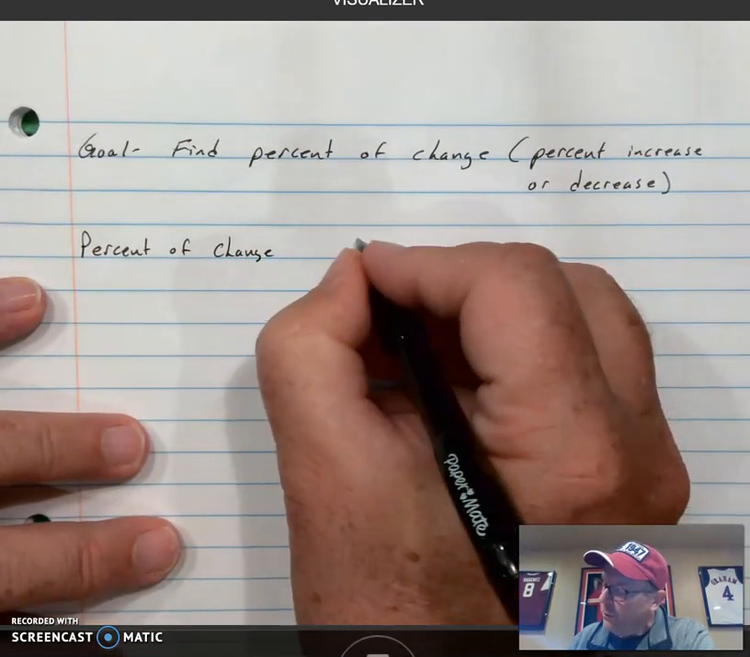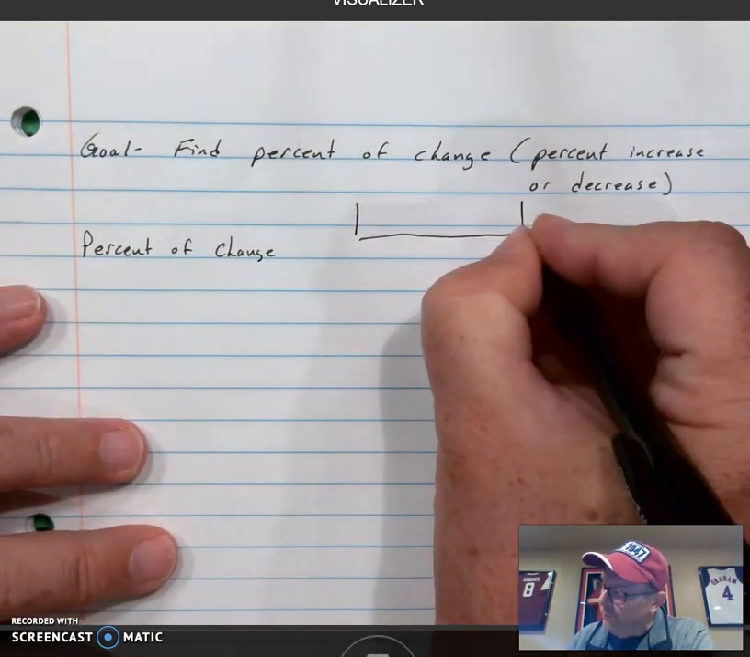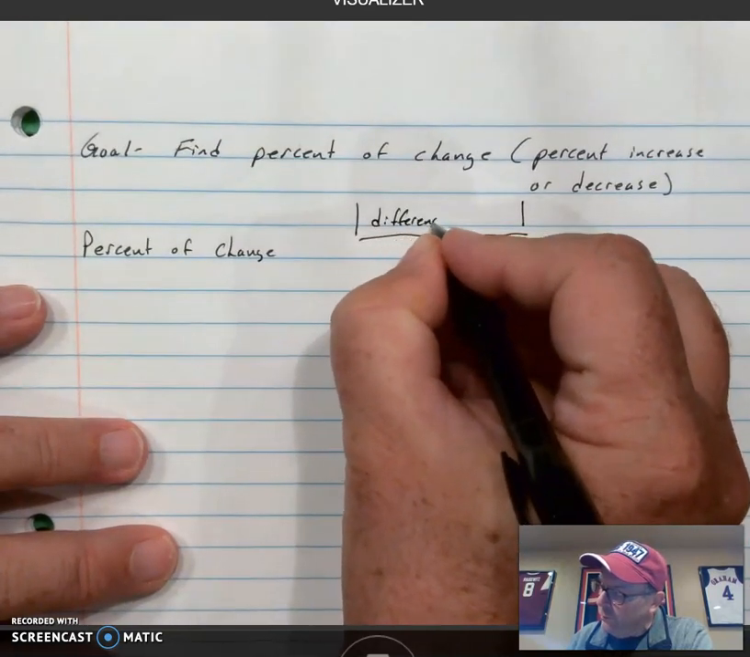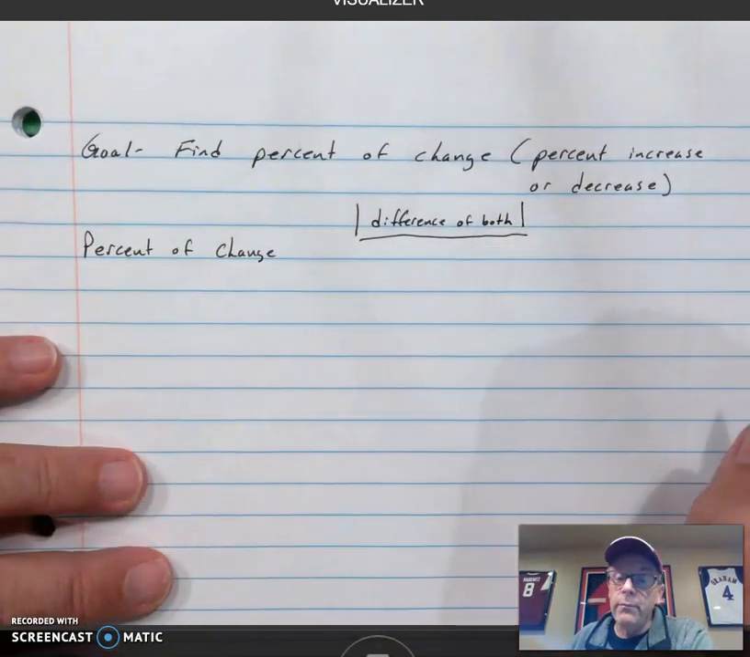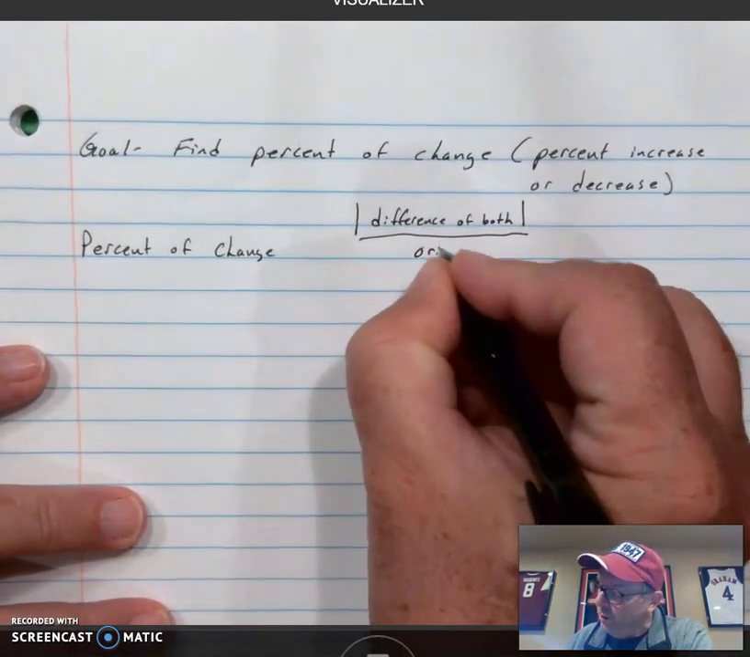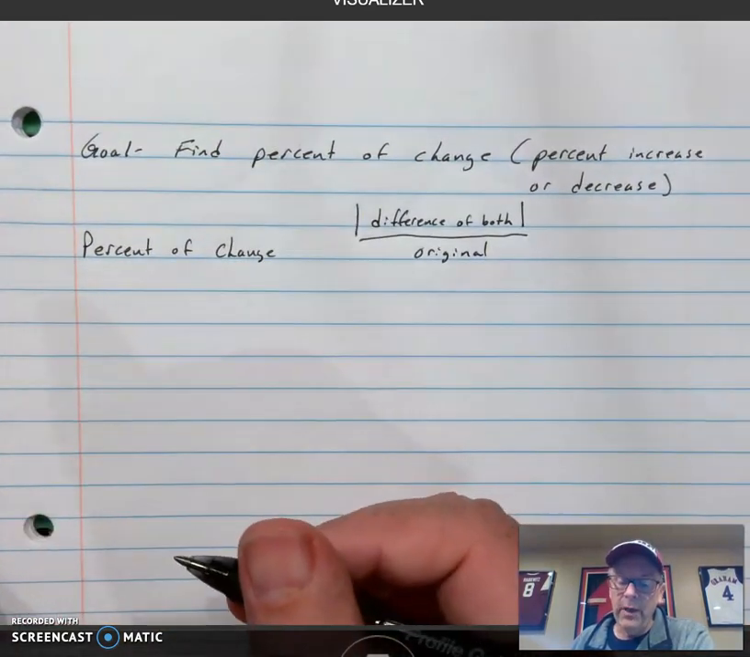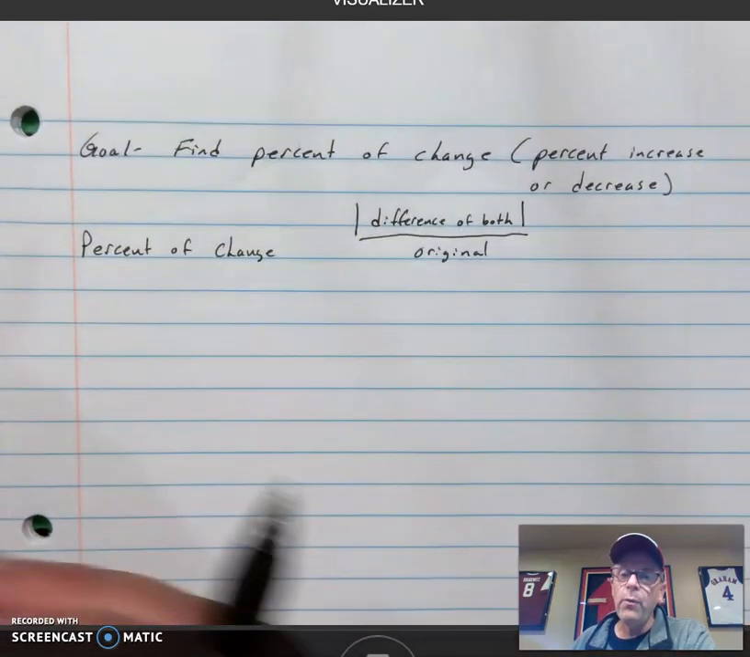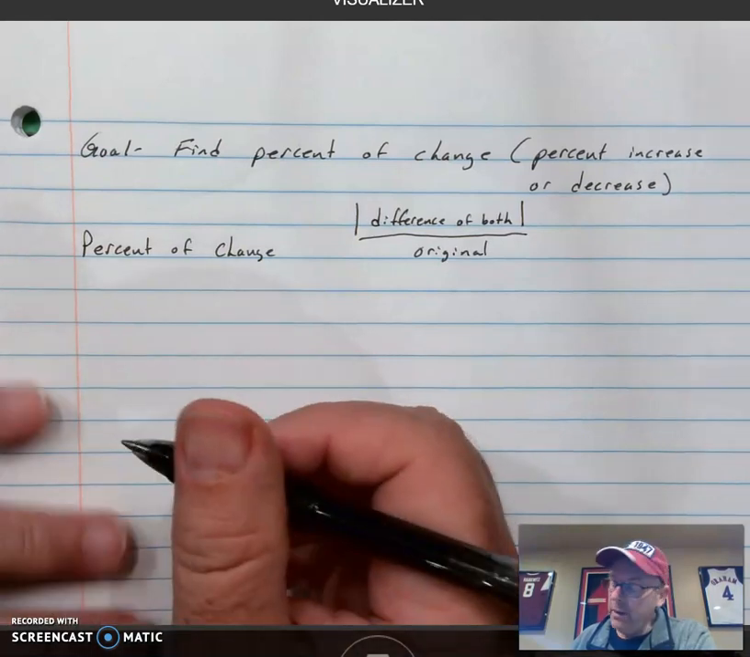is you are going to find the absolute value of the difference of both values. So you're just going to subtract the two, and that's going to be over the original amount. Obviously, when you look at the two numbers, if your numbers go down, it's going to be a percent decrease. If your numbers go up, it's going to be a percent increase. So let's start with an easy example.